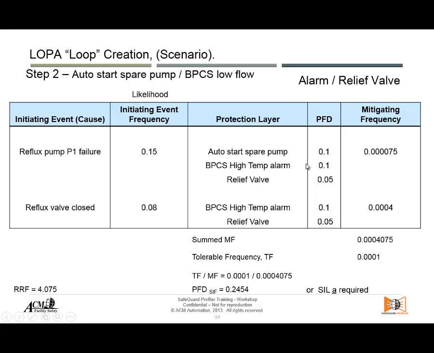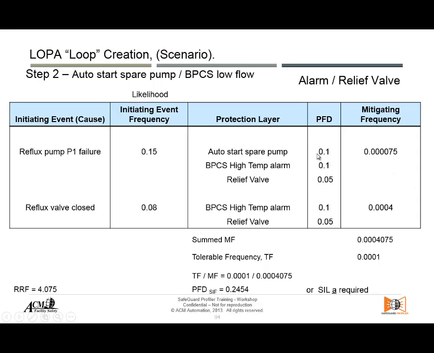Someone might argue, for example, that this auto start spare pump has a 0.1. Someone might say it might not be a 0.1, it might be a 0.15. That's okay. If someone can prove that, or if someone can objectively or argumentatively bring information that the probability of failure is less than that, then it would be put in there. So you will use those numbers according to your evaluations and expertise in the matter.